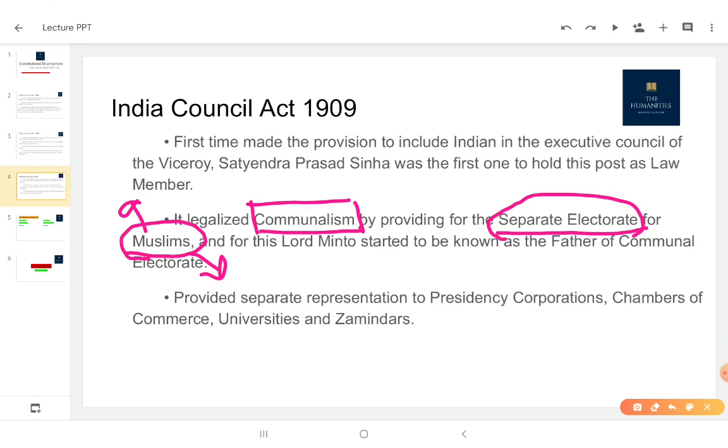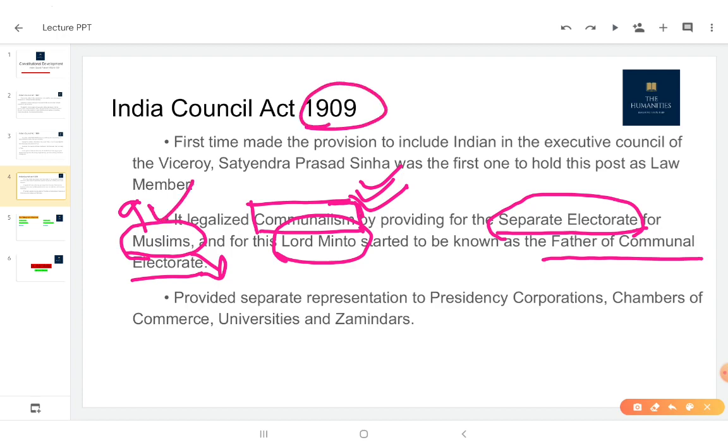the provision made. You can say that they said it was for the benefit of the minorities, but it was actually to increase communalism in India and divide India on the basis of religion. That's why, because of this process, Lord Minto, who was the viceroy of that time, is called the father of communal electorate in India. So this time, in the year 1909, it was just for the Muslims, but later on it was increased to include different other sections of Indian society as well. We will talk about them in the next videos.